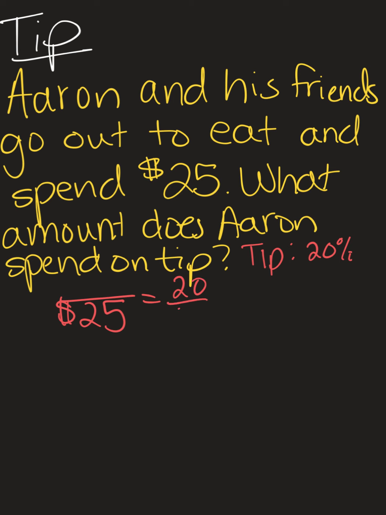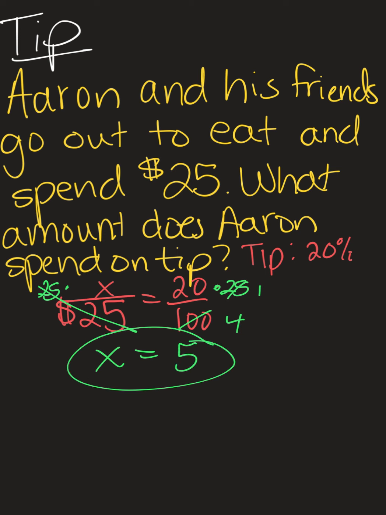So I have 20% out of 100, x over here. So I can cross multiply again or simply multiply both sides by 25, which is easiest because it cancels that out. And x will equal 20 times 25 divided by 100. 25 divided by 100 is 1 over 4. So I get 20 over 4, and that's $5.